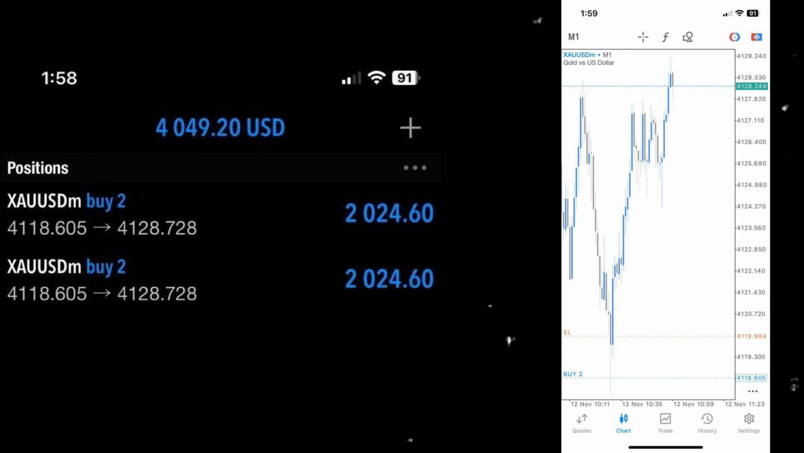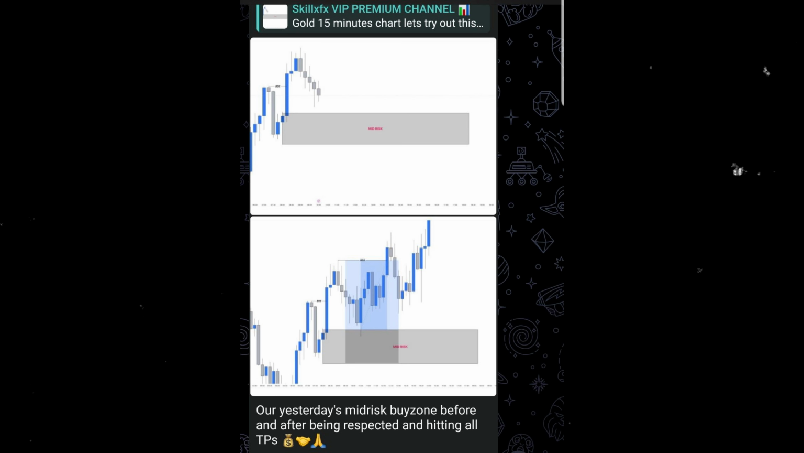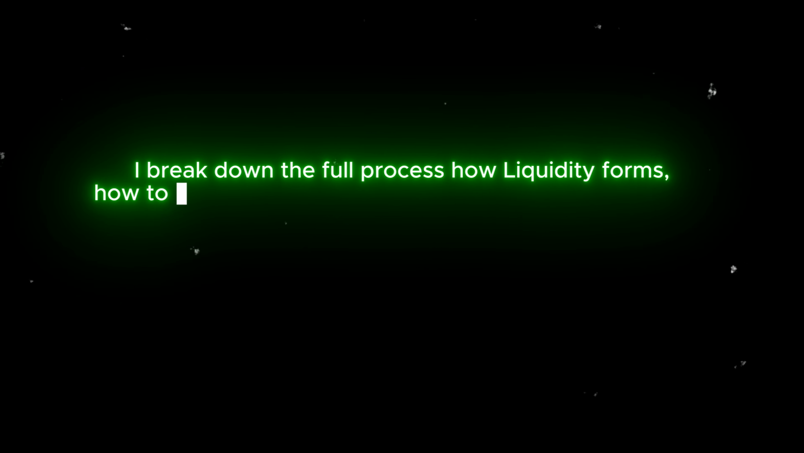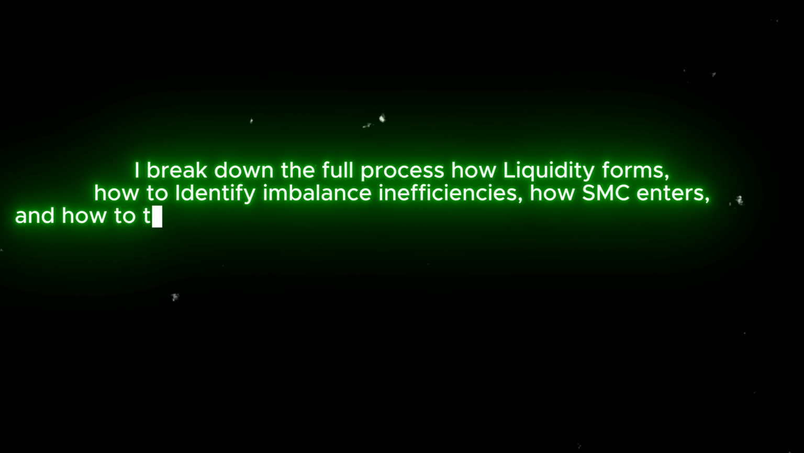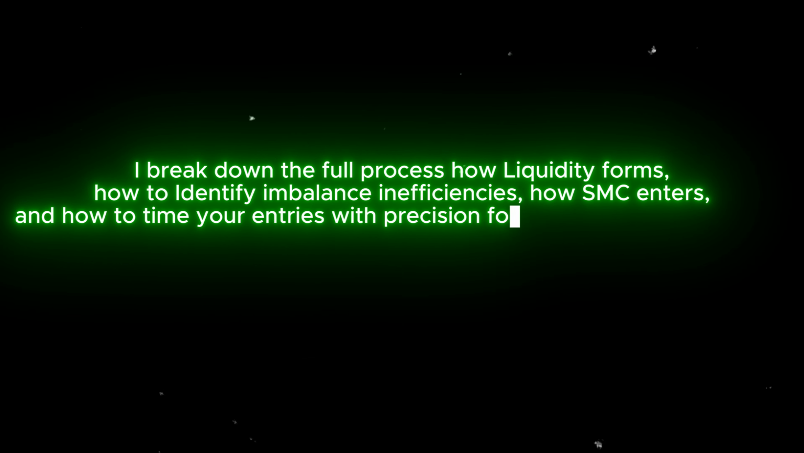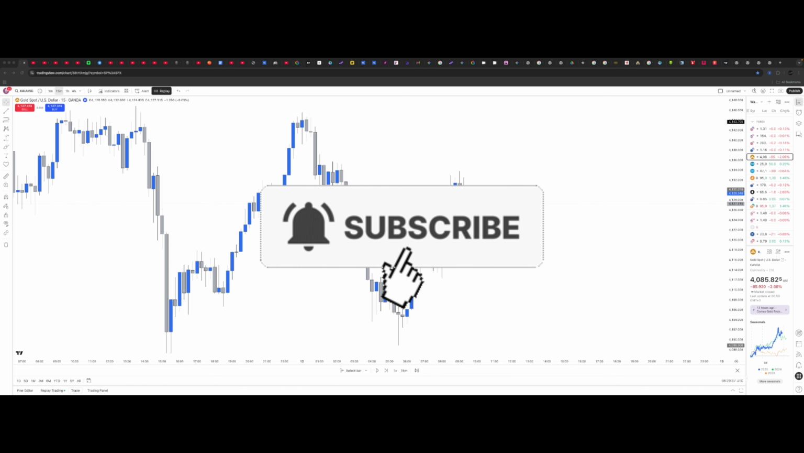Are you always wondering how I'm making these profits each and every day whenever I'm trading or whenever I set zones? The market respects most of my zones. In this video, I break down the full process: how liquidity forms, how to identify imbalance and inefficiencies, how smart money enters, and how to time your entries with precision for powerful scalping trades. And I'll share the screenshots of how I took this trade that made me 30,000 US dollars in one day.